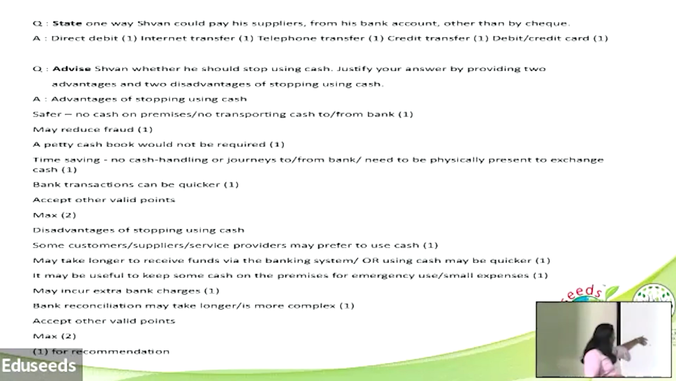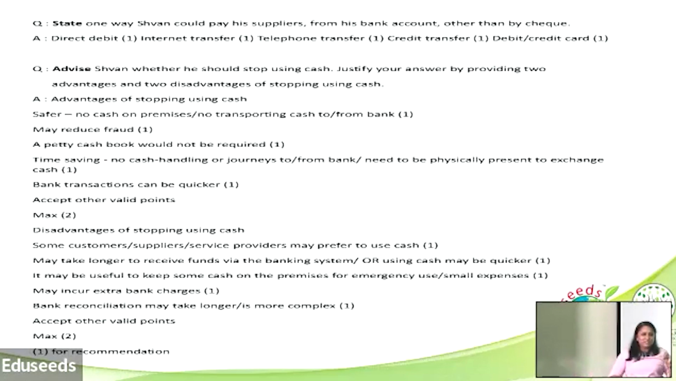Right? So let's say the second question, yeah? Advise Xuan so and so. Justify your answer by providing 2 advantages and 2 disadvantages of stopping using cash. Okay, this one is very common. I noticed lately they've been asking like this. You can see a lot of questions with advise, right? So when they ask you to do that, even if they don't say provide 2 advantages and 2 disadvantages, the marking scheme is actually 5 marks when they ask you to advise.